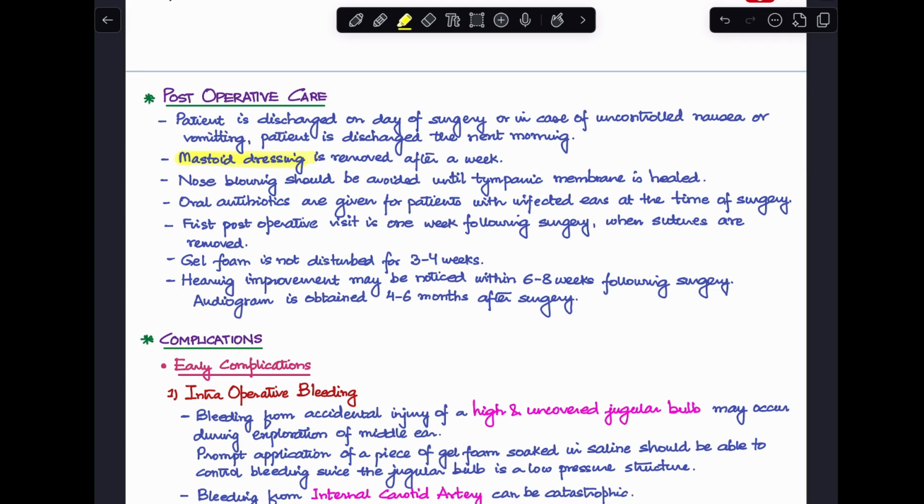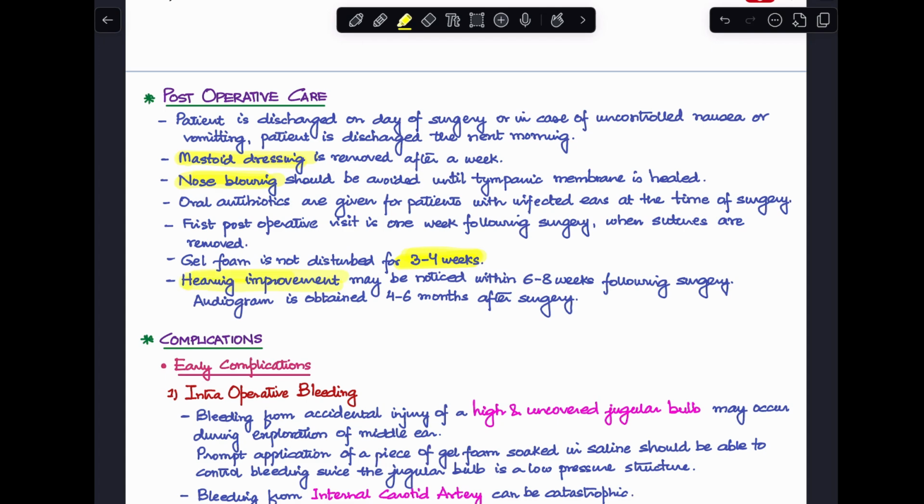And you also advise the patient to avoid any kind of nose blowing so that it does not displace the newly placed graft over the tympanic membrane. Oral antibiotics are given for patients with infected ears at the time of surgery. And the gel foam that you placed in the external auditory canal, you should not disturb that for 3 to 4 weeks. And lastly, in about 6 to 8 weeks following surgery, you are going to notice hearing improvement in the patient.